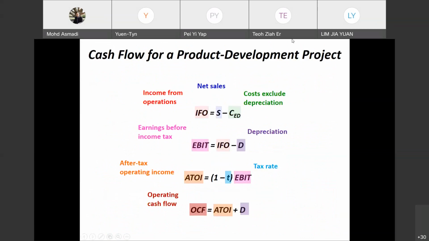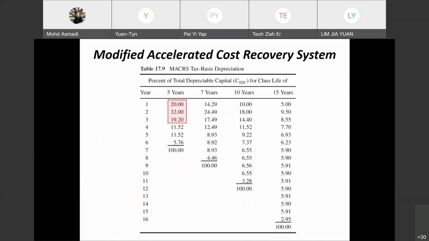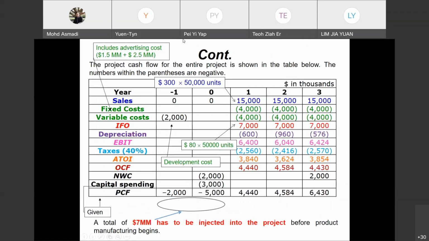This one. Okay. So IFO, EBIT, and this one is tax, right? OCF. Okay. So just use this equation and put in the calculation and put in the table. Okay, so depreciation is 600, right? In the value, this one 7,000, meaning that 15,000 minus 4,000, 4,000, 7,000, because sales minus the CED, right? This is a CED lah.